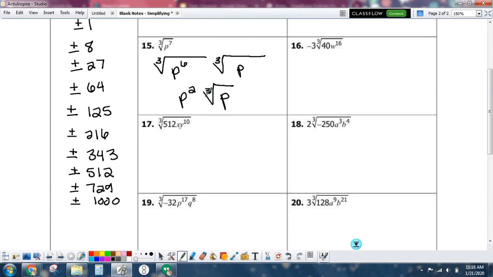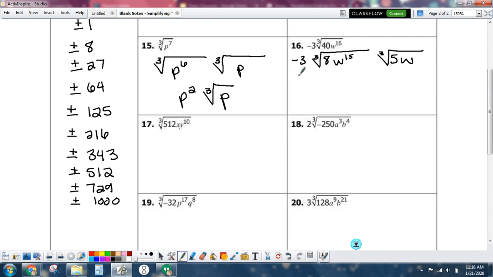For number 16, this is another one where we have that multiplication out front. So I have negative 3 times, and then I can break up my radicals. Okay, so 40, I know that is not one of these perfect cubes. However, I know that 8 does go into 40 because 8 times 5 is 40. So I'm going to put 8, and I'm going to put 5. And then I have w to the 16th power. I know 16 is not a multiple, but 15 is. So I'm going to subtract 1. And then I can go ahead and simplify.